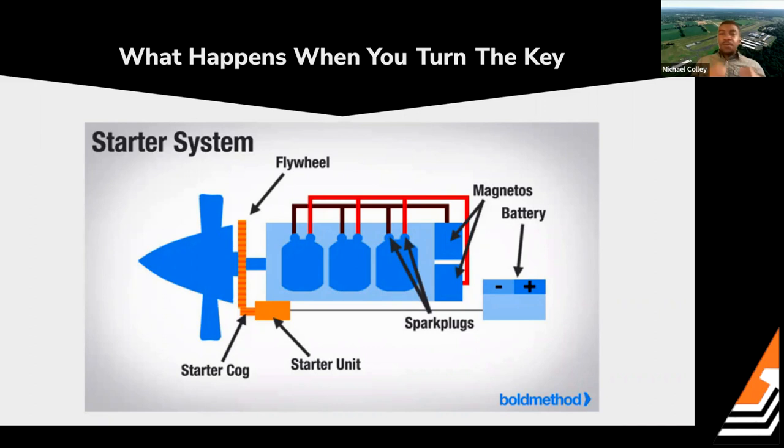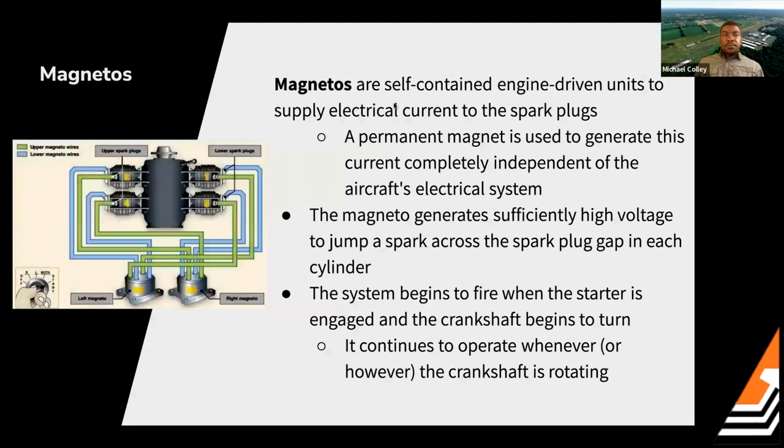All right, so I'll go into that here briefly. Magnetos, real quickly. Self-contained engine-driven units supply electrical current to the spark plugs, like I spoke about before. We have a very nice redundancy system in the Cessna 172, right? We have a left mag, we have a right mag, and you can see these little split connections. You have two spark plugs per cylinder. So that's really cool, right? It's a good redundancy system.